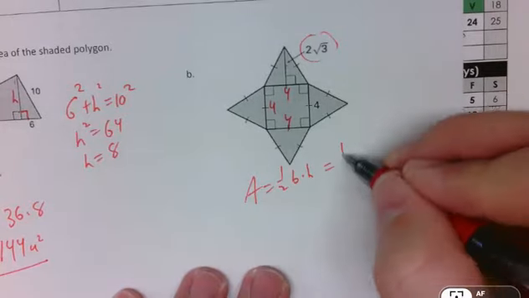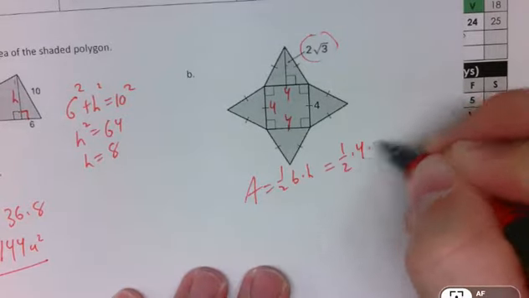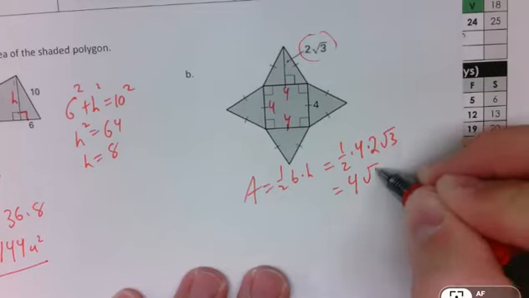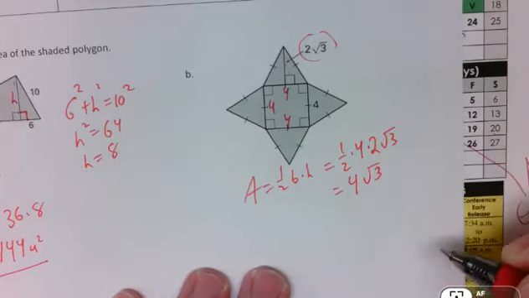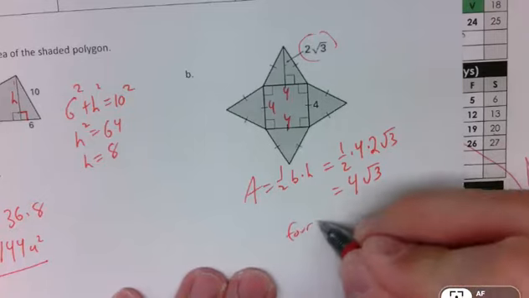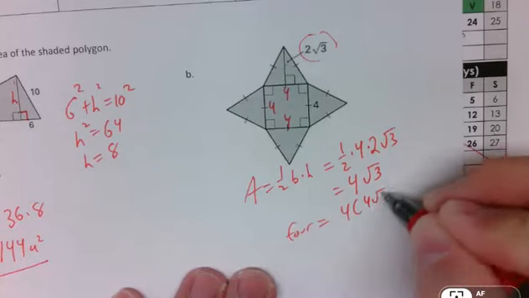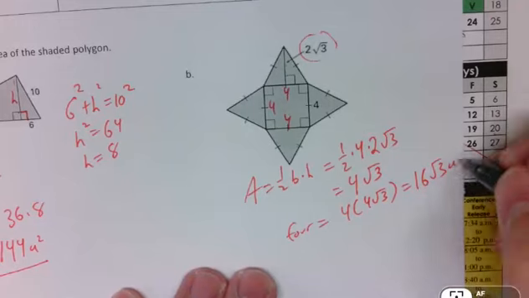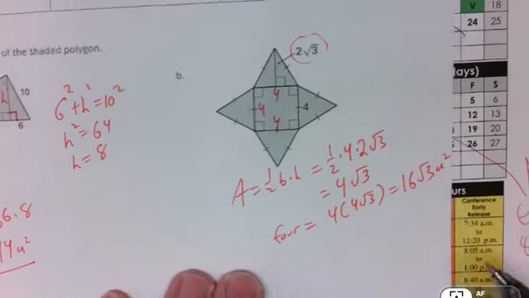So 1/2 the base, which is 4, times the height, which is 2 square root of 3. Clean that up, it ends up being 4 square root of 3 for one triangle. Well, 4 of them would equal 4 times 4 square roots of 3, which is 16 square roots of 3 units squared. So that takes care of the area of the triangles.